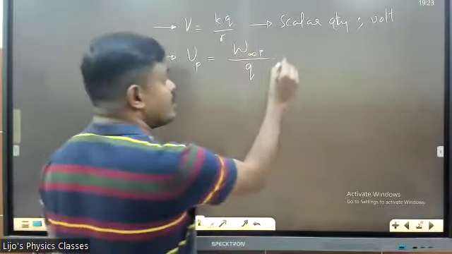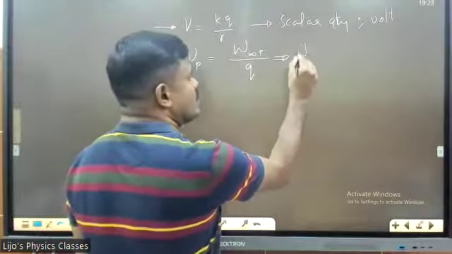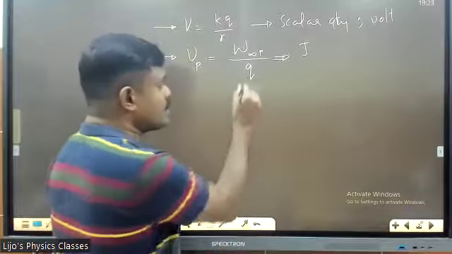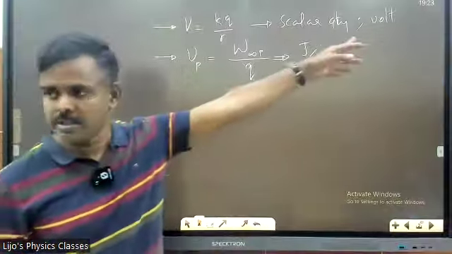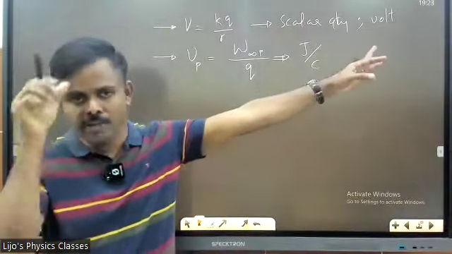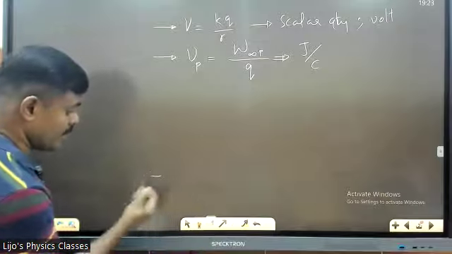So there is another unit here. What is the unit of work? Joules. What is the unit of charge? Coulomb. Joule per coulomb is also called volt. That is the second point. Let me complete this.